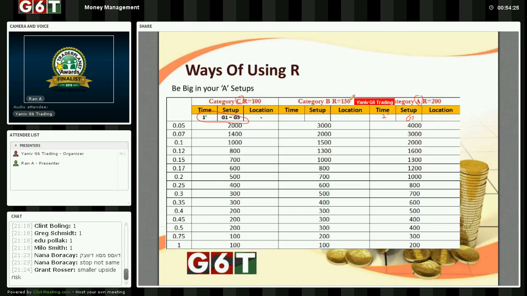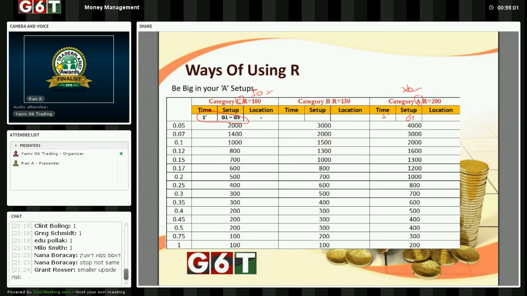The setups that are less profitable, but still are. So let's say this is working 50% batting average, and this is working 70%, so here you want to risk your 200R. Here you want to risk less. It doesn't have to be 100, which is half size. It can be 150. You can do 2 categories and not 3 like here in the example. It's totally up to you, but this is the other way to be bigger in your A setups, on your best setups.